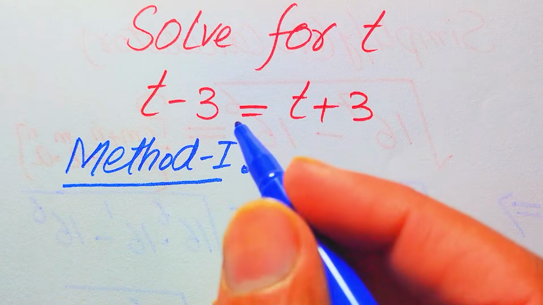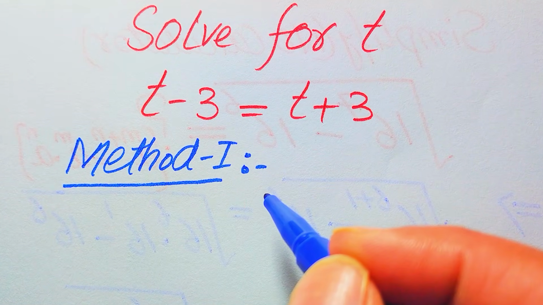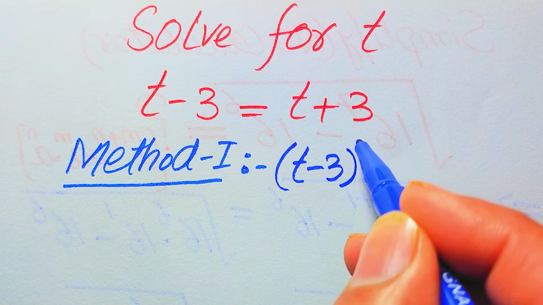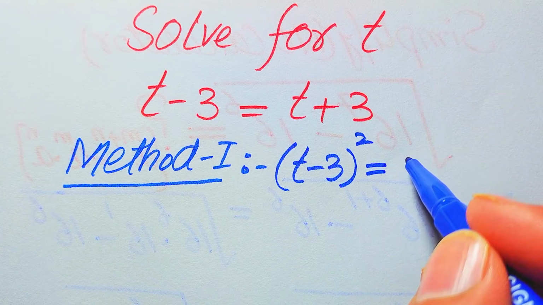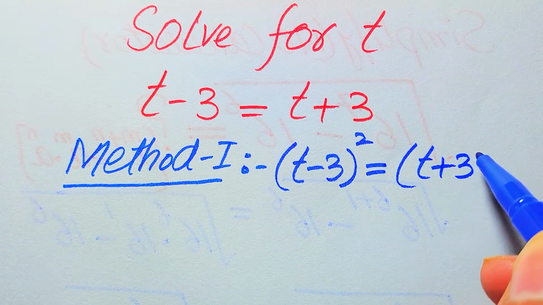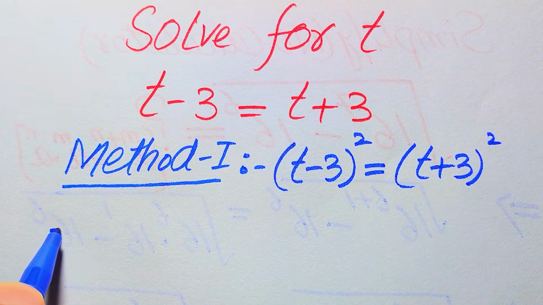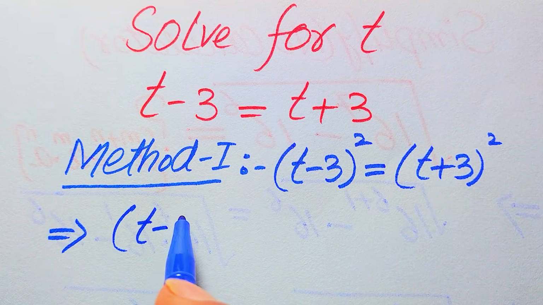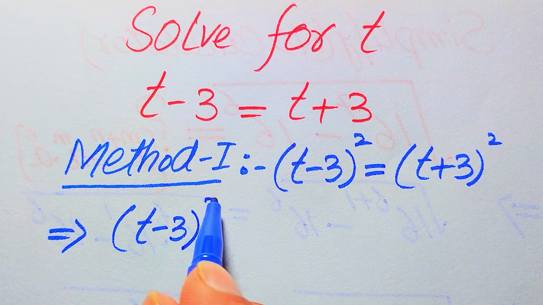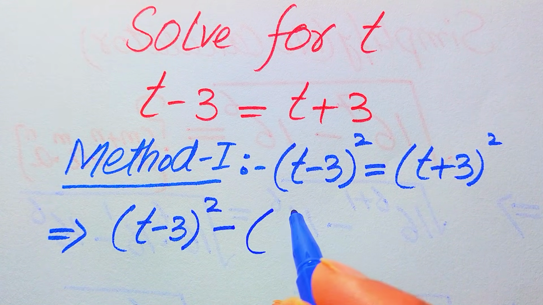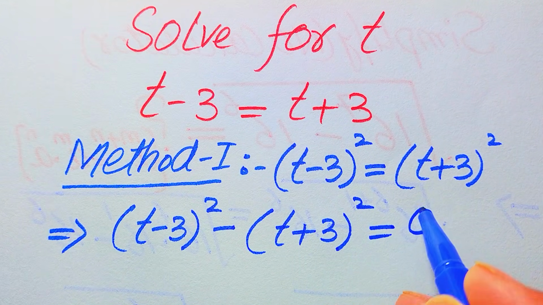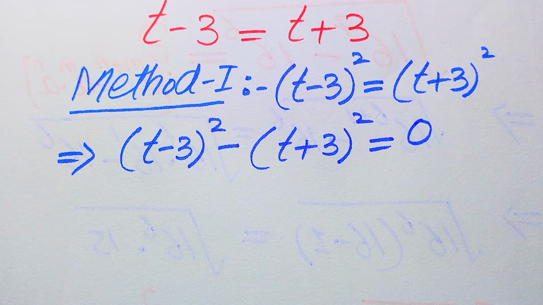Okay, so we move towards the solution of this problem, and in this method we find the values of t. For this we apply squaring on both sides, and it will be written as t minus 3 whole square is equal to t plus 3 whole square. Further, in the next step we move the term from the right hand side to the left hand side, and it becomes t minus 3 whole square. This positive term becomes negative, and we write it as minus t plus 3 whole square, and this whole equation is equal to 0.